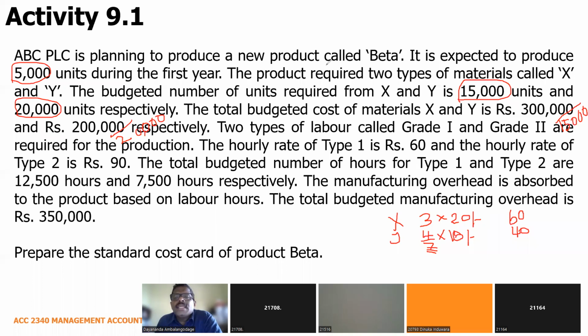Then labor also, I think you see that there are 2 types of labor, grade 1 and grade 2, required for the production. The hourly rate of one type is 60 and the other type is 90.